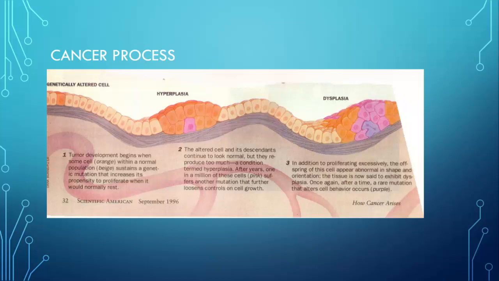And then we get to dysplasia, and so this is where, in addition to proliferating excessively, this population of cells now have managed just to ignore the signals around them and keep proliferating out of cycle compared to what they should do. But the offspring of the cell also appear to be abnormal in shape and orientation, and now this is when they start to look different. This is when the cells are dysplastic. And again, it could be another mutation that again alters its cellular behavior and enables it to behave increasingly differently to what it should do, and it will look a lot less differentiated than the original population of cells.